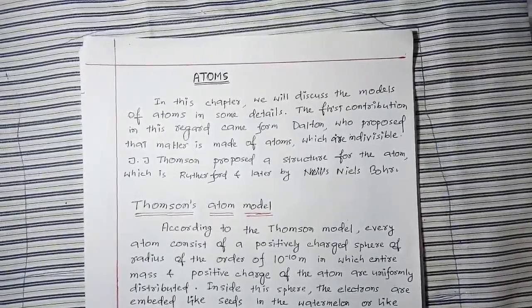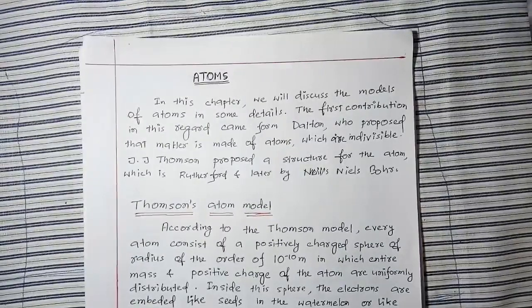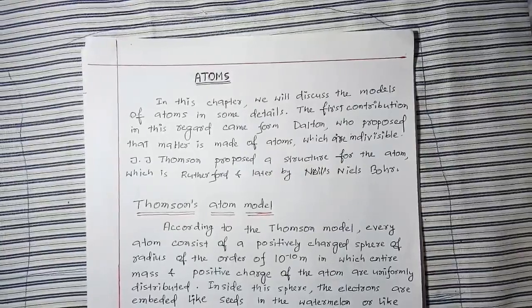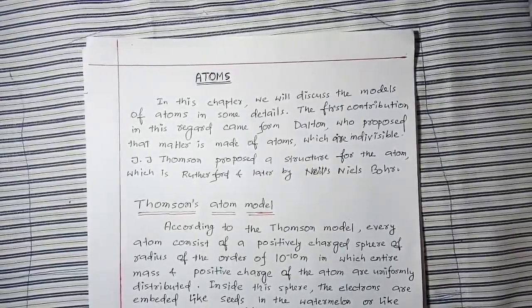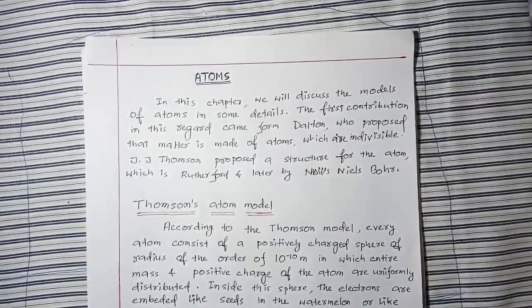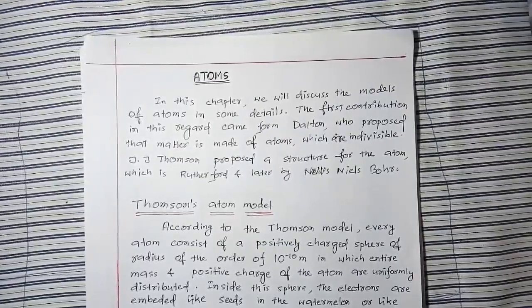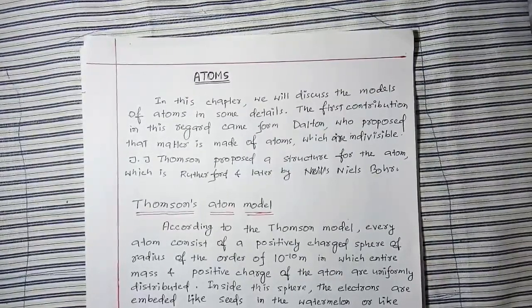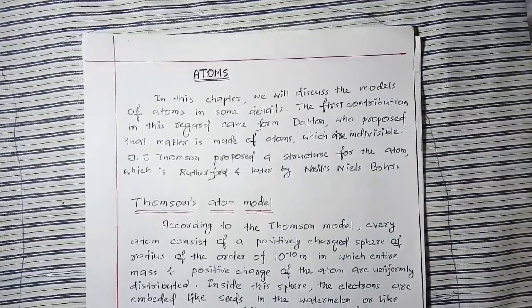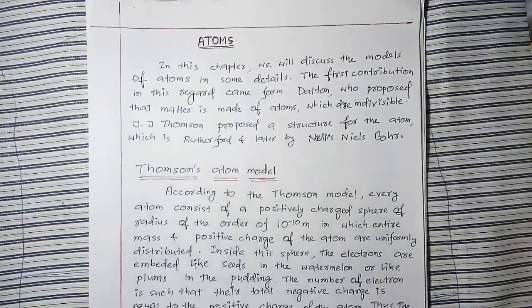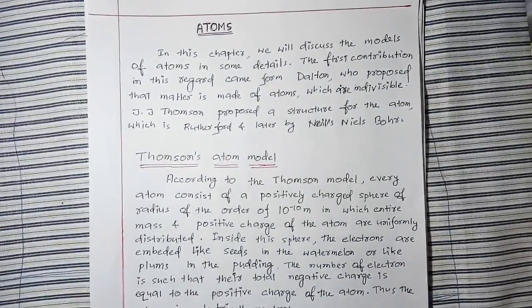So according to the J.J. Thomson model, or plum pudding model, every atom consists of a positively charged sphere of radius of the order of 10 to the power minus 10 meter, in which entire mass and positive charge of the atom are uniformly distributed. And inside the sphere, the electrons are embedded like seeds in the watermelon or plums in the pudding.